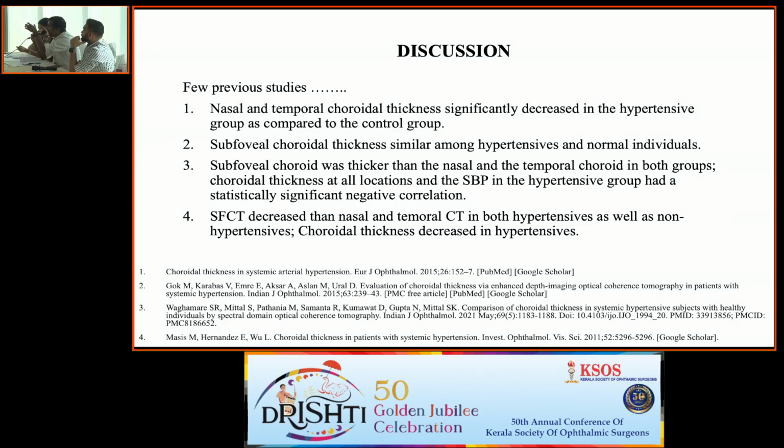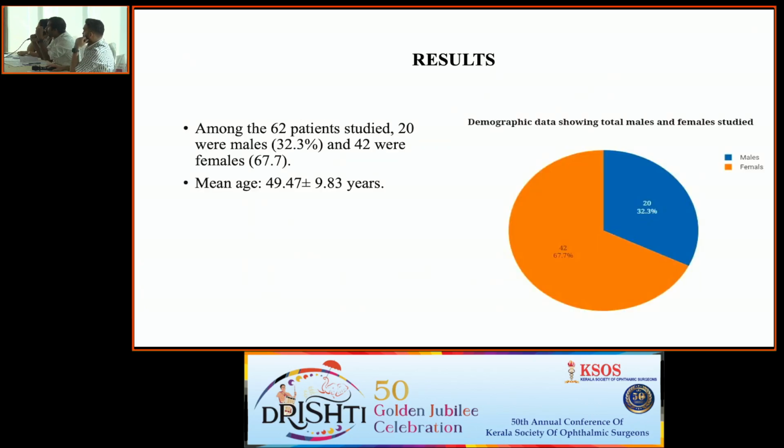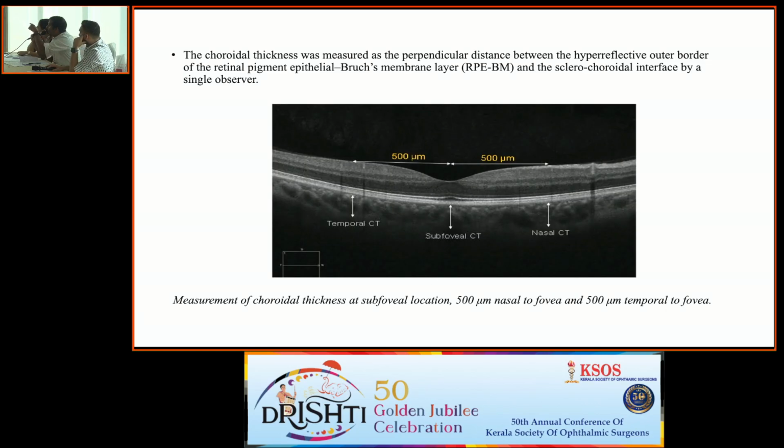Can you go to the picture where you show the OCT and where you're measuring? There you have not shown the measurements. If you showed the measurements, like where the choroidal thickness is measured, that would also be nice. This was measured using the OCT software itself, correct? Yes, sir. So you have put 500 microns this side, 500 microns that side, but you have not shown the measurements. That also has to be added. Inbuilt software.